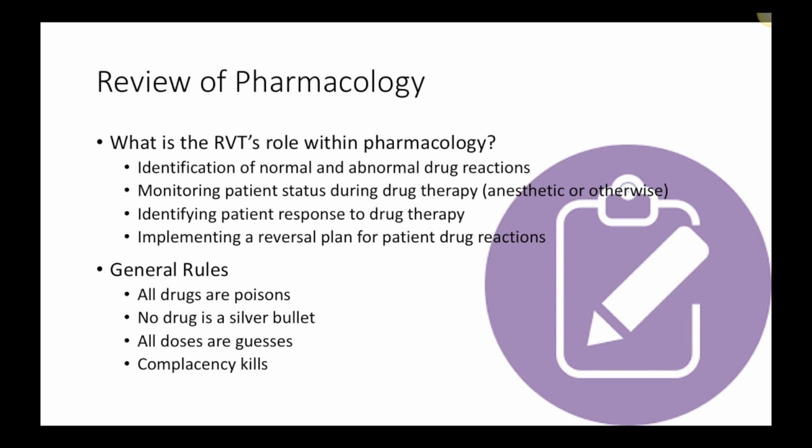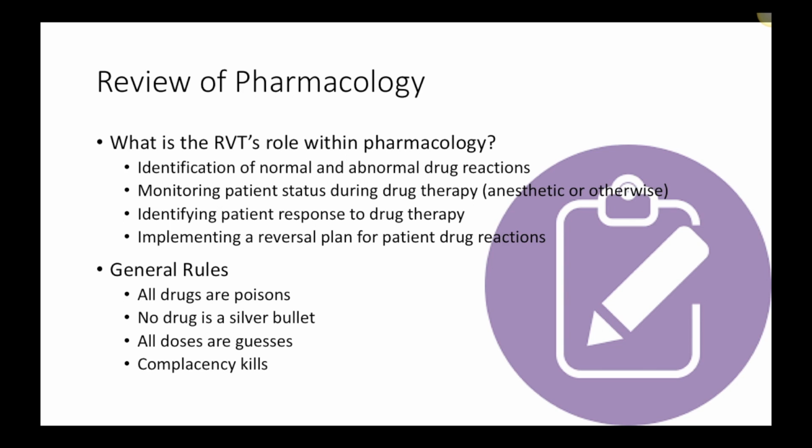General rules. All drugs are poisons, so we are giving specific amounts of a poison to create a specific effect. That being said, no drug is a silver bullet, so the same dose that worked for the golden retriever may not work for the second golden retriever. All doses are guesses. They are guesstimates, they're best guesses based on clinical data and studies, but they are in the end guesses, which goes back to no drug is a silver bullet. We don't have guarantees. And complacency kills.